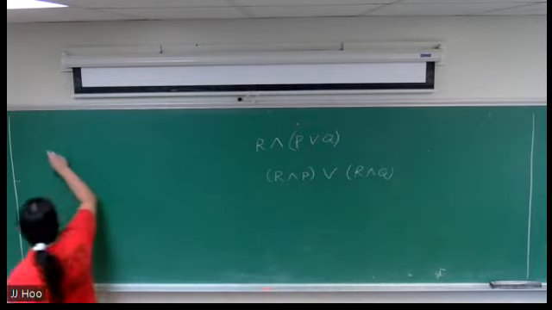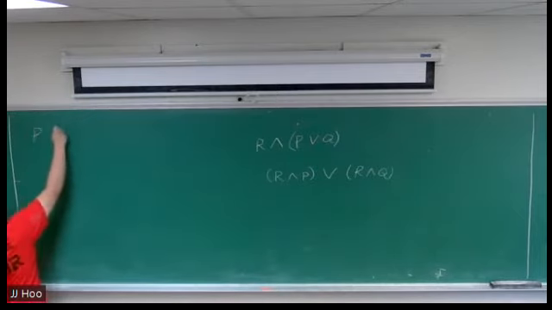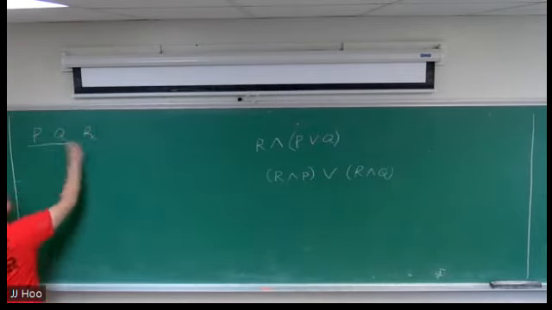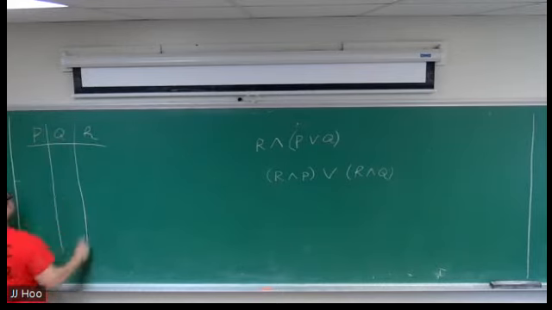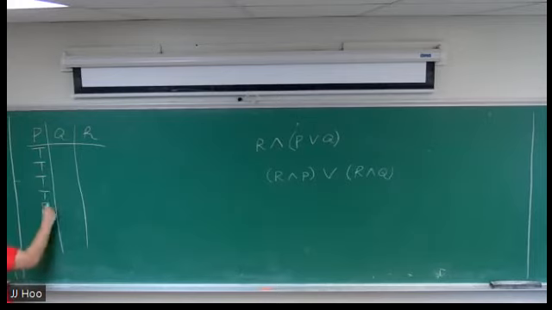So let's just do the same thing. In this case, it's 3 statements, so I'll have 8 rows in my truth table.